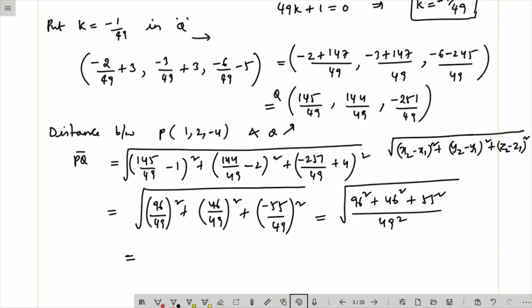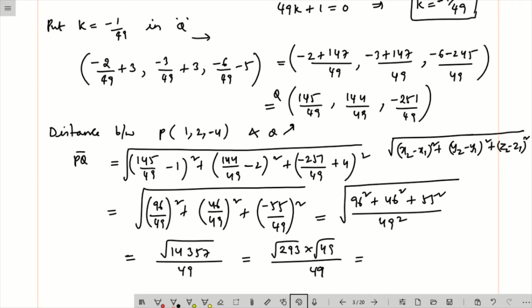So which will be equal to 96 square plus 46 square plus 55 square. If I do the squaring and addition, for time being I am writing the calculation sum. We are getting 14357 under root, divided by 49 square under root, which will be 49, and further simplifying you can write: this is 293 into 49 under root, divided by 49.